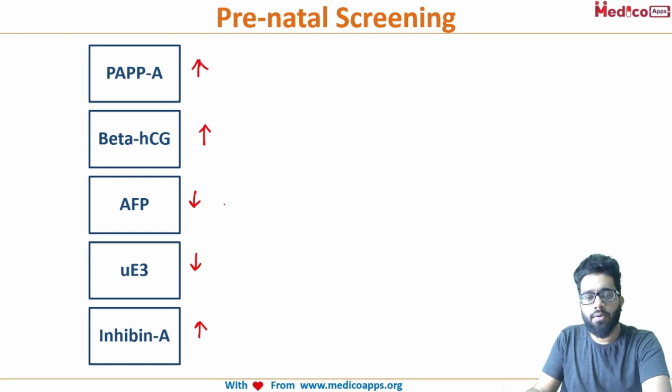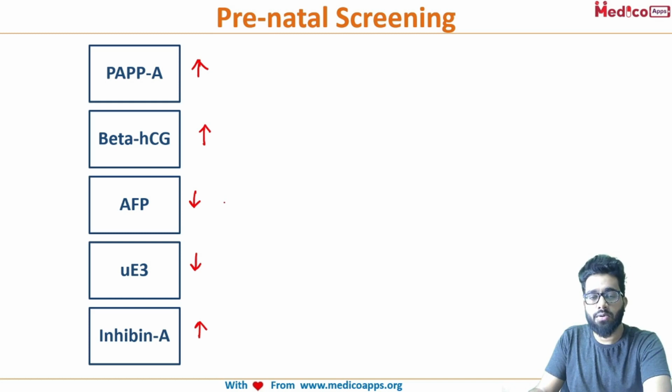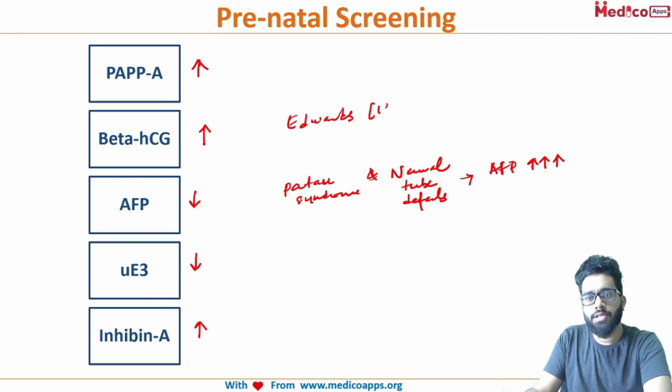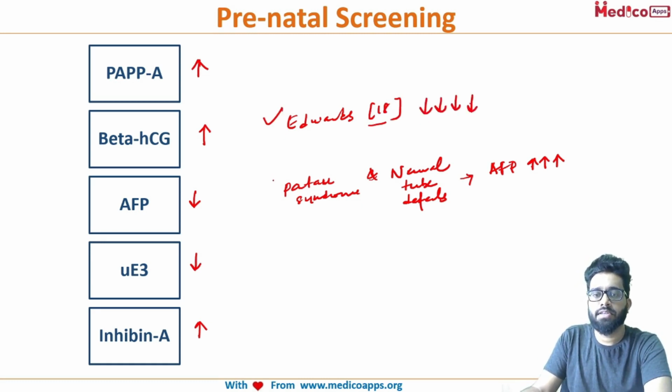Also remember this prenatal screening test is useful to diagnose other aneuploidies, like other trisomies, as well. So at the same time, we try to remember other diseases. For example, in Patau syndrome and neural tube defects, the AFP is elevated, very, very high. And in Edwards syndrome, that is trisomy 18, beta HCG is very low. So this is something you have to remember in Edwards, Patau's and neural tube defects. These can also tell that we're probably dealing with other aneuploidies.